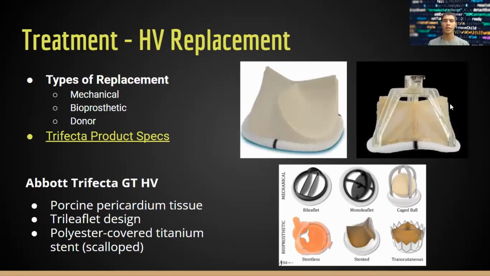Some current treatment modalities used to address a disease of a valve, in particular the aortic valve, could include mechanical, bioprosthetic, and donor tissue. For today, we'll be modeling the Abbott Trifecta GT 8 heart valve. But you can notice in the images on the right other types of valves that came before bioprosthetic valves. One of the predecessors is the cage ball, which is basically, as shown, just a ball in a cage. There were pros and cons with this.